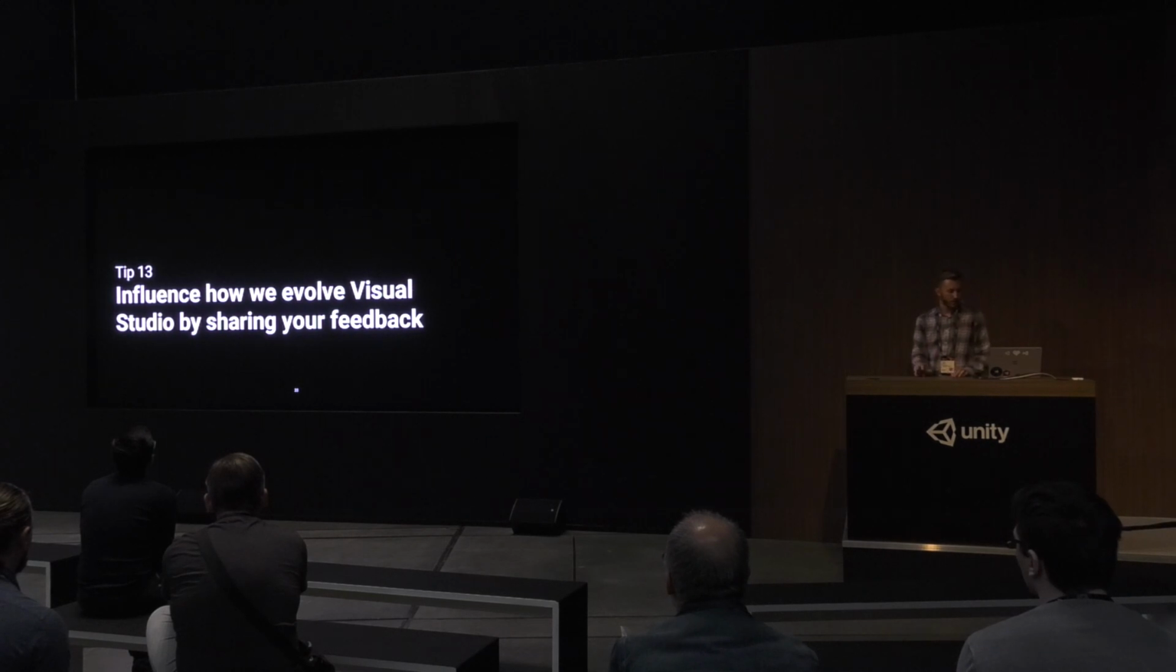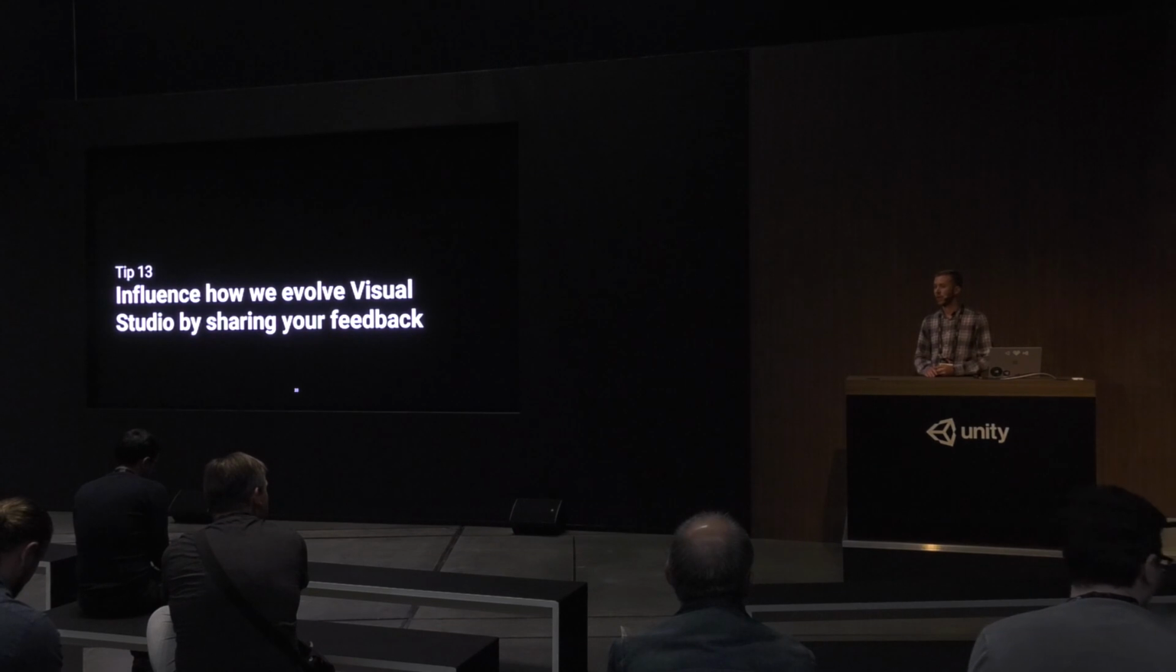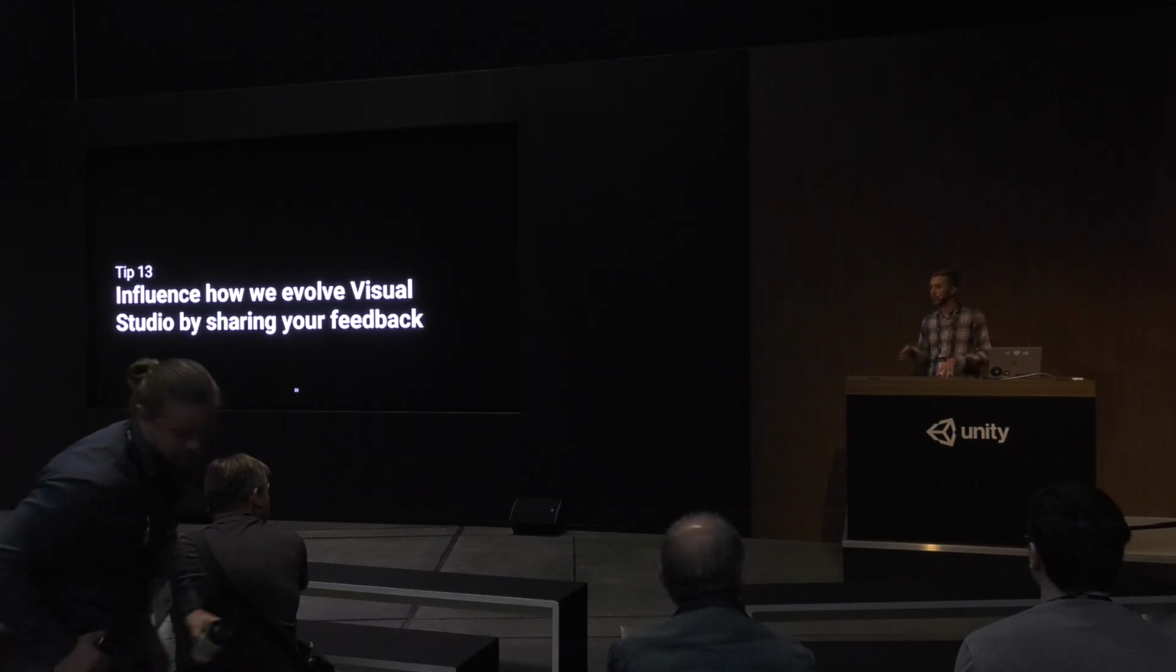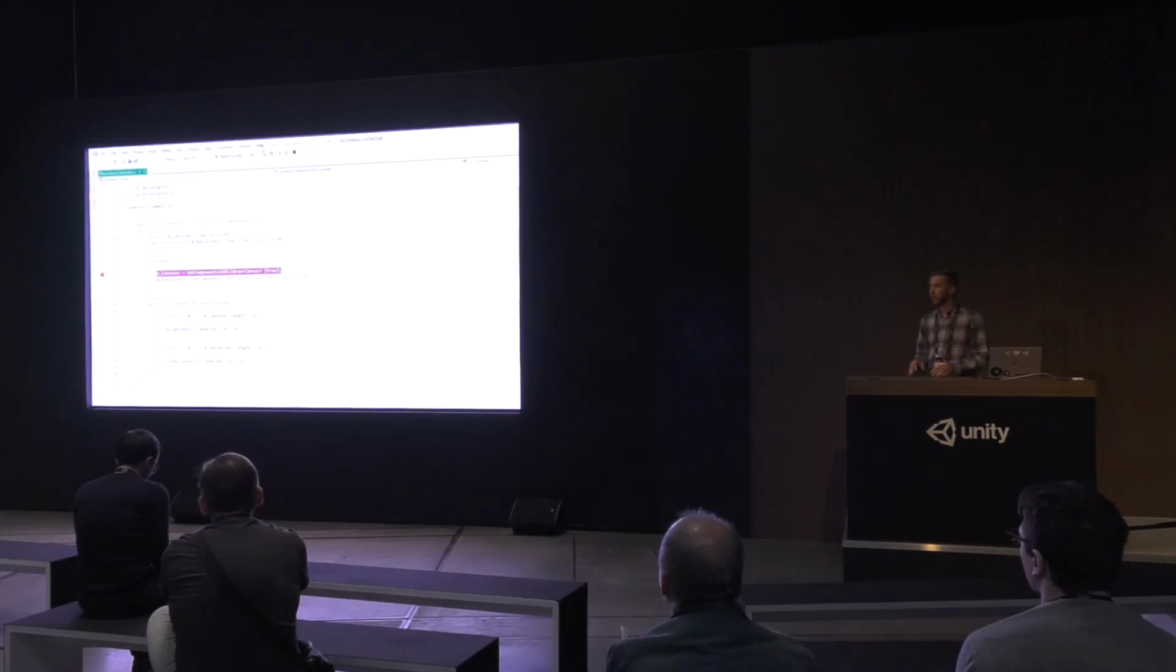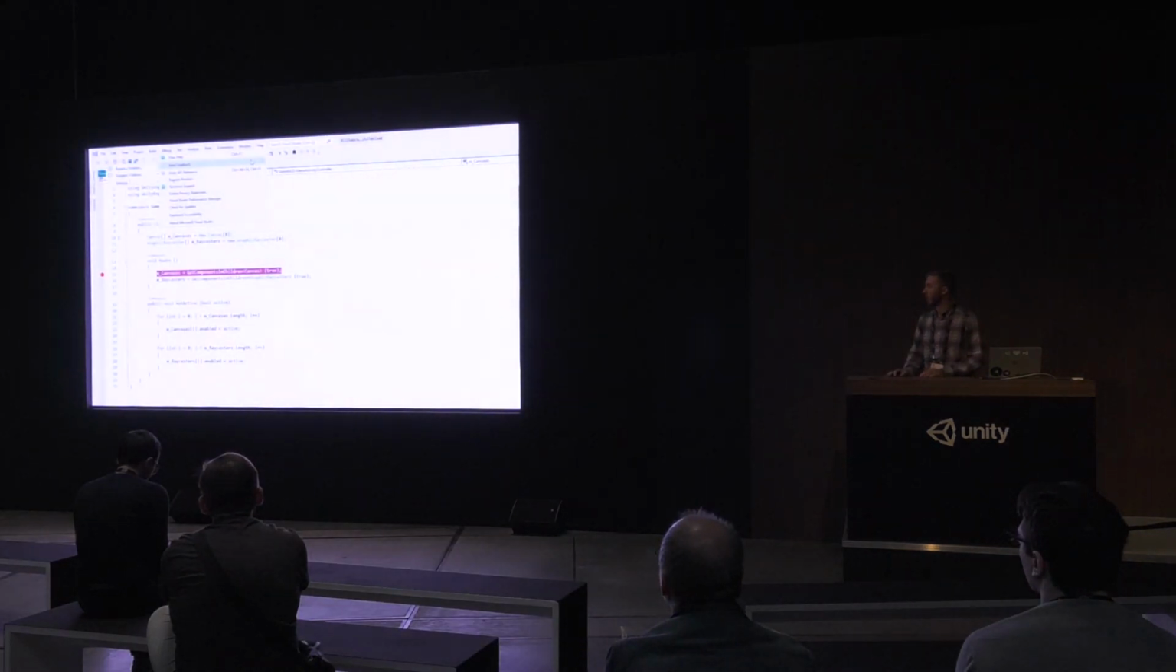So my last tip is about influencing how we iterate on Visual Studio. How do we improve the tools for Unity? When I speak to developers at the booth or online, they often have some really awesome ideas. What I always tell them, the best way to share how you want Visual Studio to change to improve Unity is through our developer community portal. And it's really easy to get to from the IDE on both Windows and Mac.